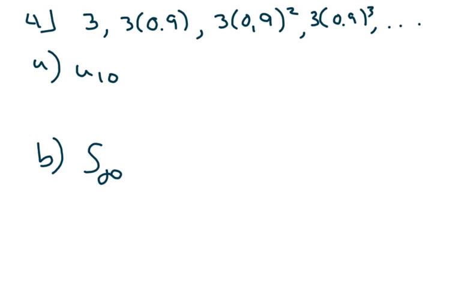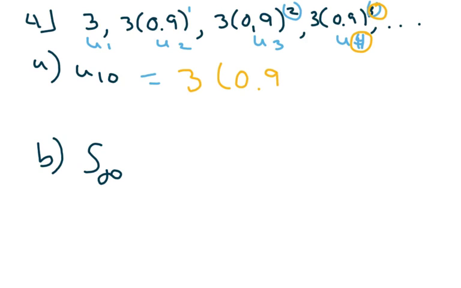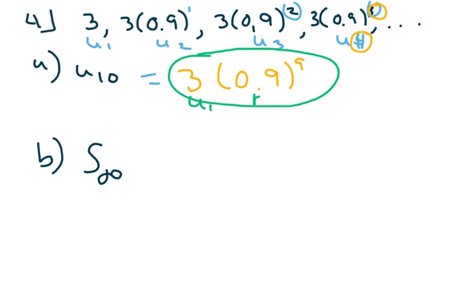All right. So here they just want the 10th term. Now I noticed here this is u of 1, u of 2, u of 3, u of 4. So if we want u of 10, notice that these two numbers are 1 less. So u of 10 is just going to be 3 times 0.9 to the 9th. And they don't want you to work it out. They just want you to leave it in this form. So this is your first term. This is your r. And this is your n minus 1.